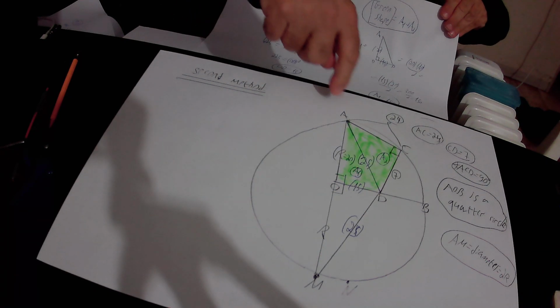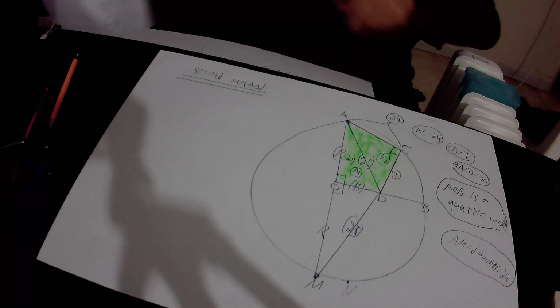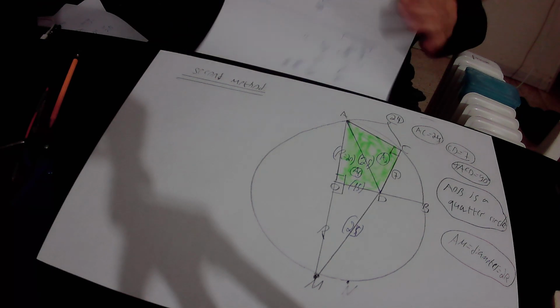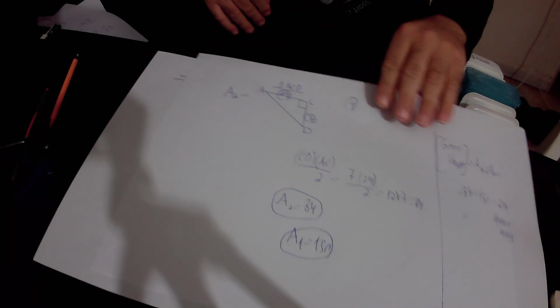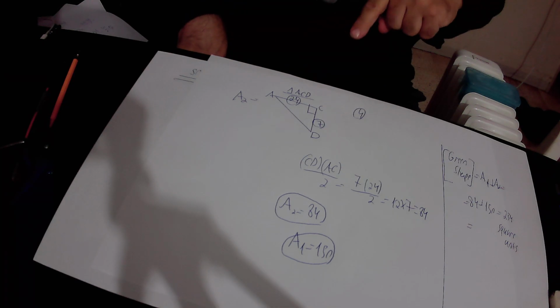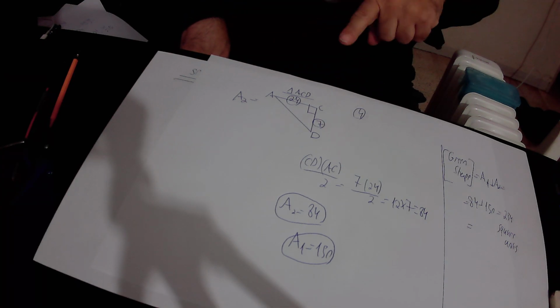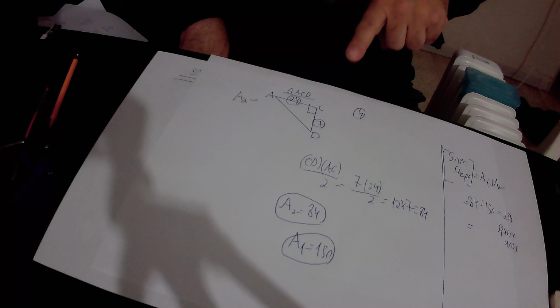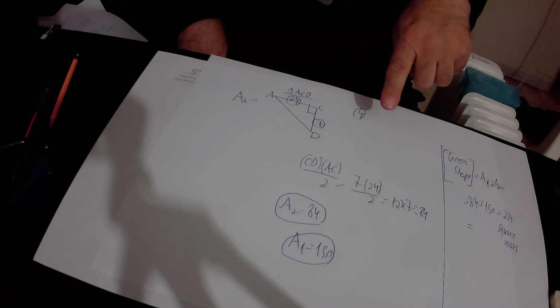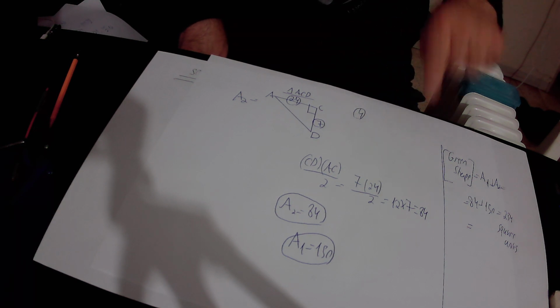A2 is the area of this right triangle ADC. So I copy the right triangle ADC here. AC equals 24, CD equals 7. Therefore, the area of this right triangle equals 24 times 7 over 2. 24 times 7 over 2 is 84.